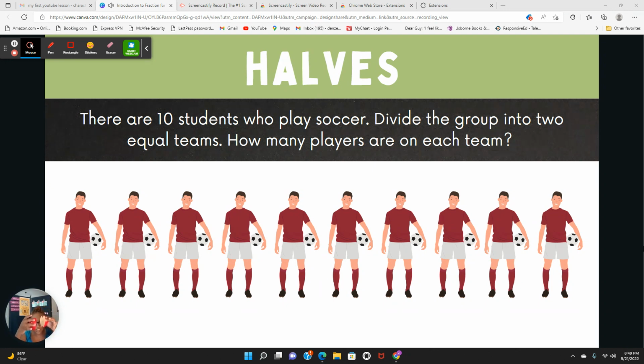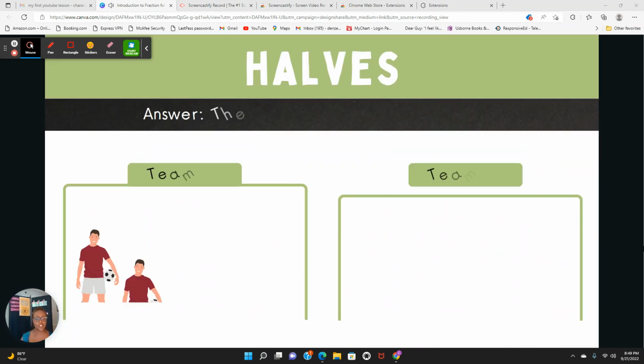You have 2 teams and you have 2 parts of the whole. And so we use fractions every day. If you are on a team and you have to split your team into equal groups, if you are sharing pizza or cupcakes or an apple and you need to share it into equal parts, we use fractions every day in our daily lives. So how many players are on each team?